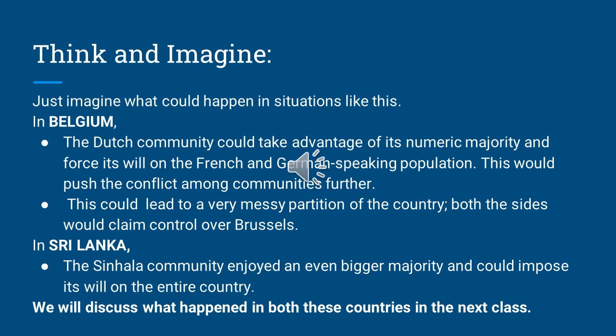Very simple. This could lead to a very messy partition of the country if both sides did not agree, if both sides claimed control over Brussels. On the other hand, in Sri Lanka, the Sinhala community enjoyed an even bigger majority and could impose its will, its desire, on the entire country. We'll discuss what happened in both these countries in the next class.